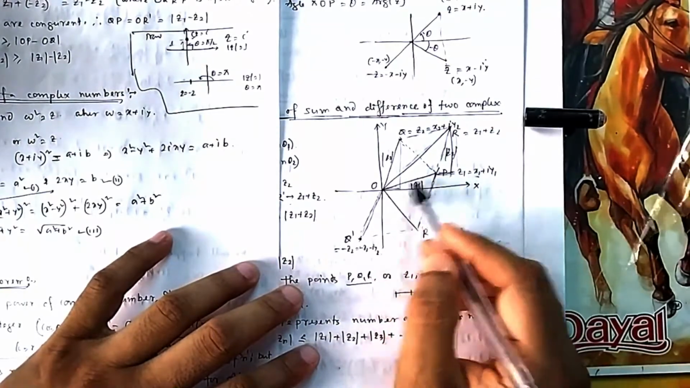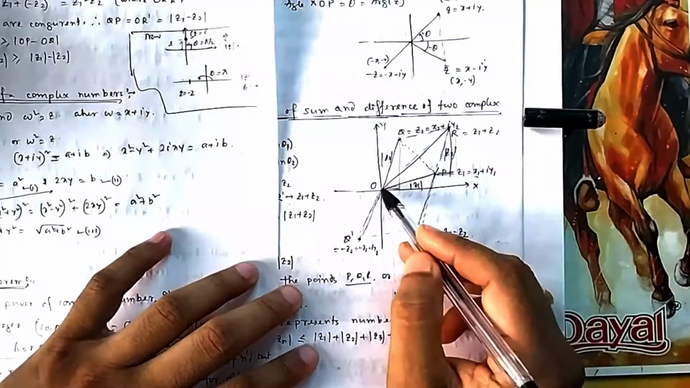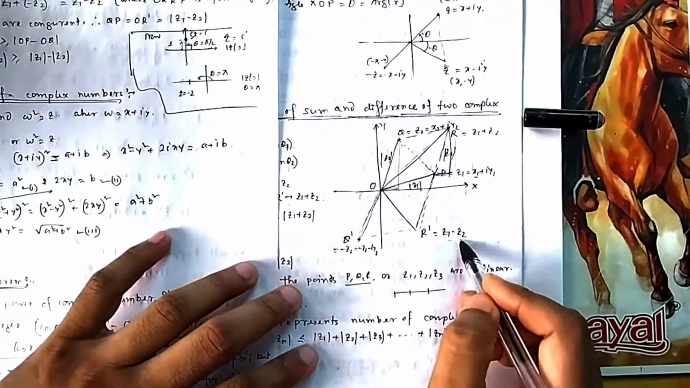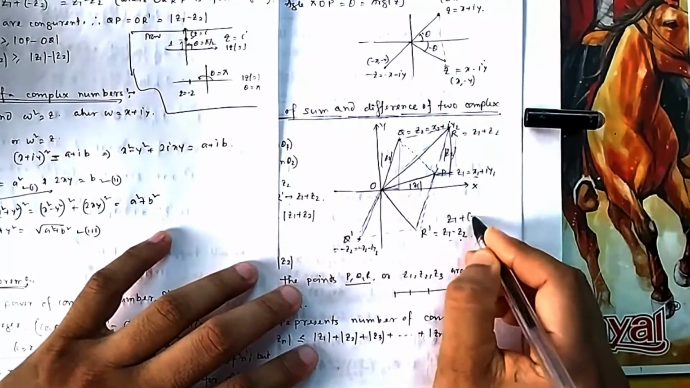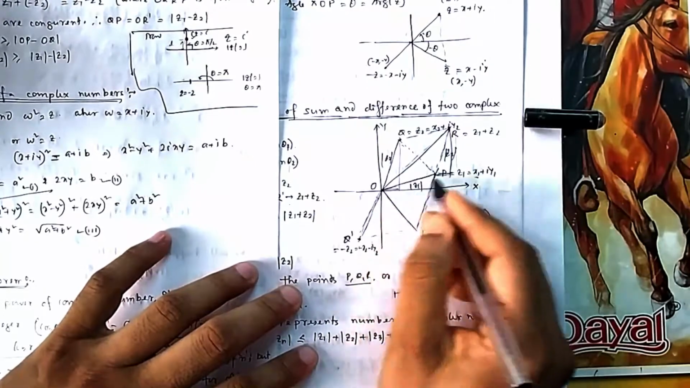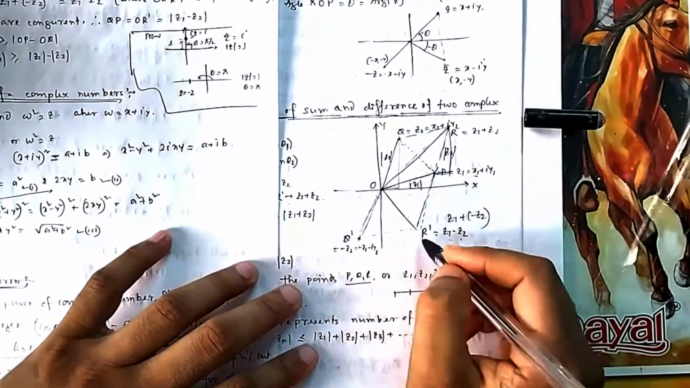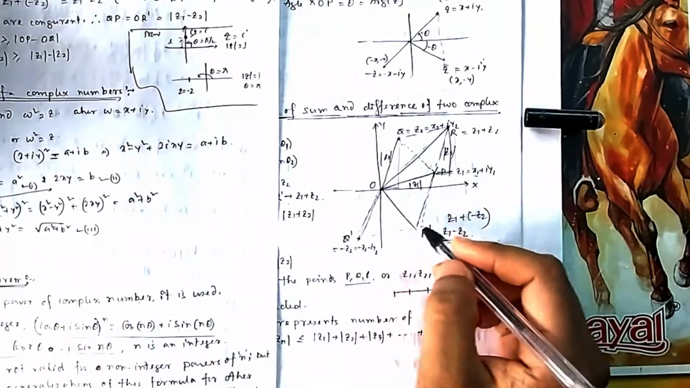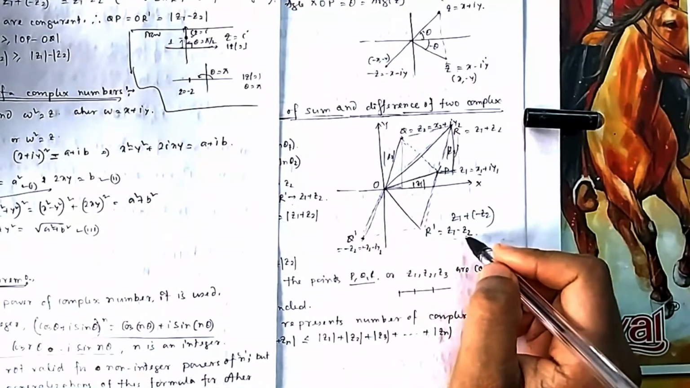So you have seen how to add this and this, you will make a parallelogram. So this will represent Z1 minus Z2, because you are adding Z1 plus minus Z2. This line and this line you are adding, just the way this is. So what does this represent? This represents your Z1 minus Z2.